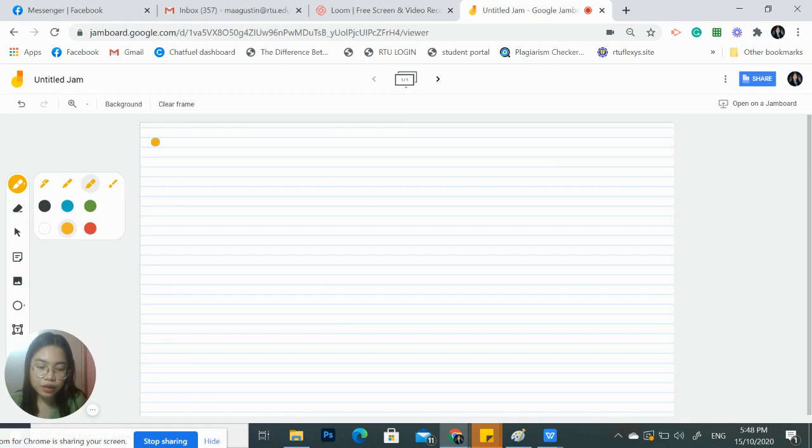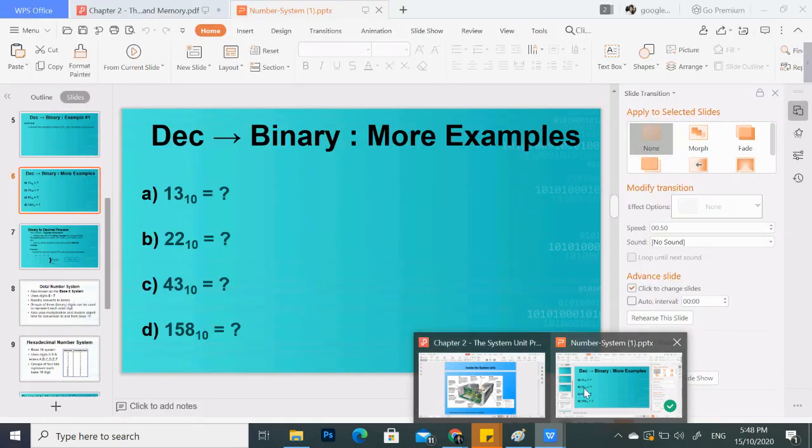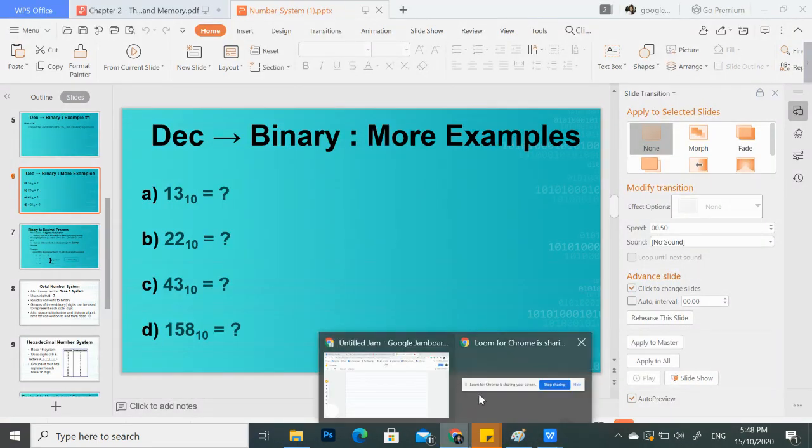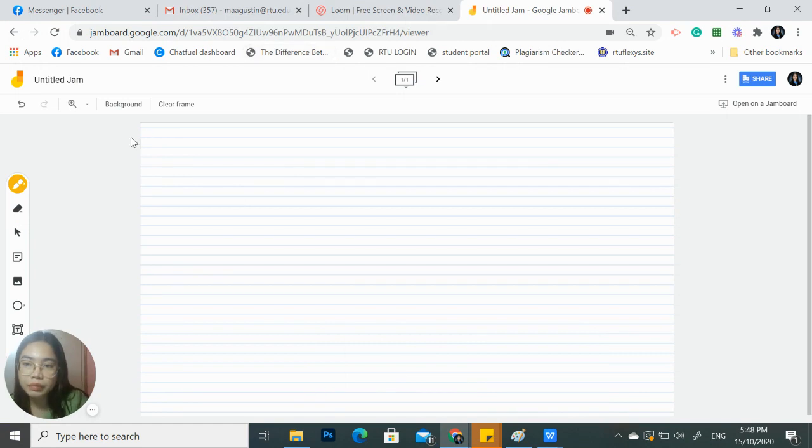Okay. So let's start answering, or let's have another example for this. Ano yung example natin? 13 base 10 to binary. So we have 13 base 10 into a binary. So 13 divided by 2, no? So 13 divided by 2, that will be 6. 6 times 2, that will be 12. So 13 minus 12, that will be 1. So that will be our first remainder.